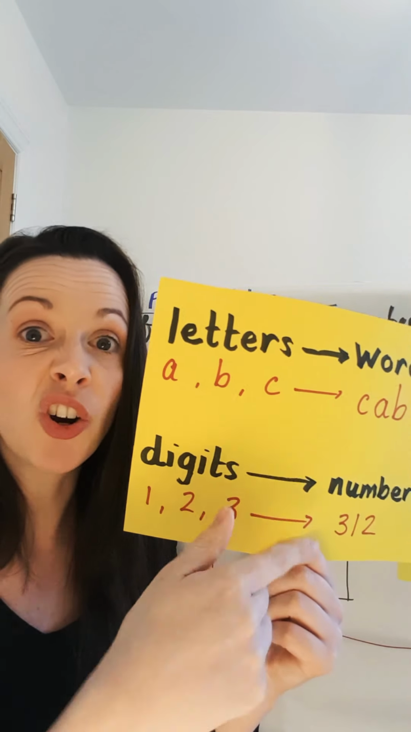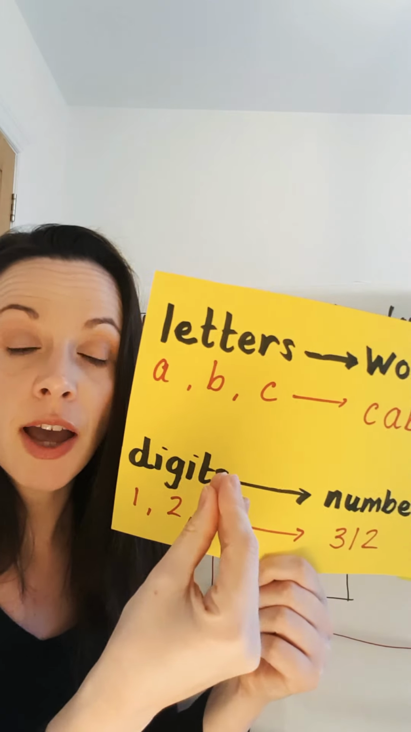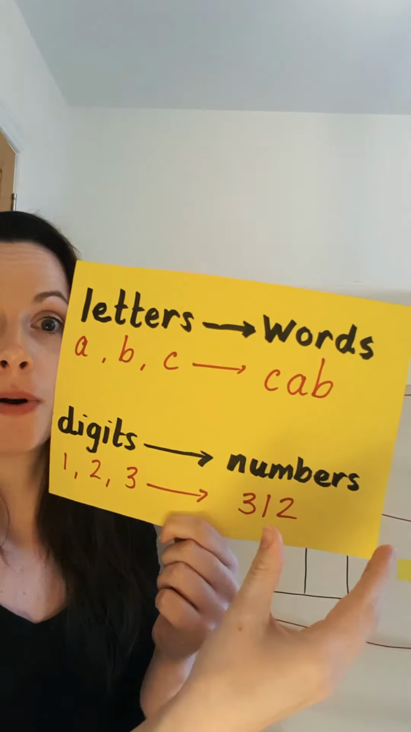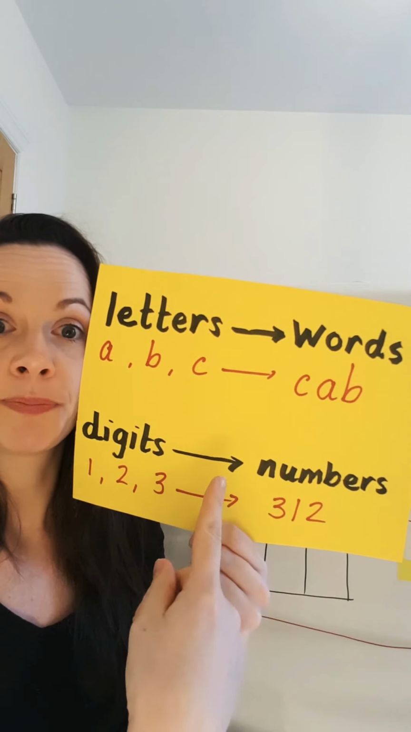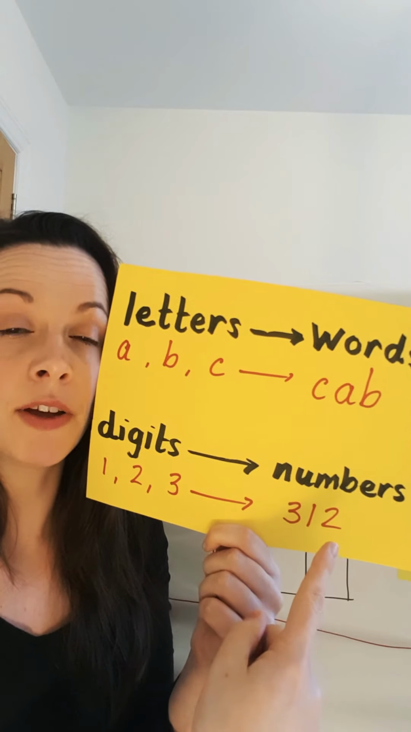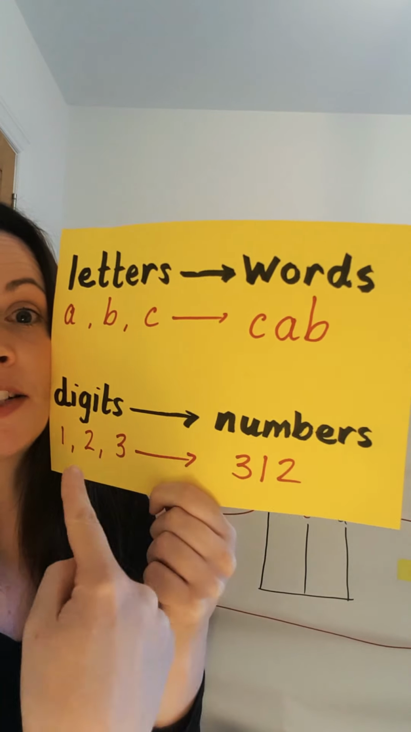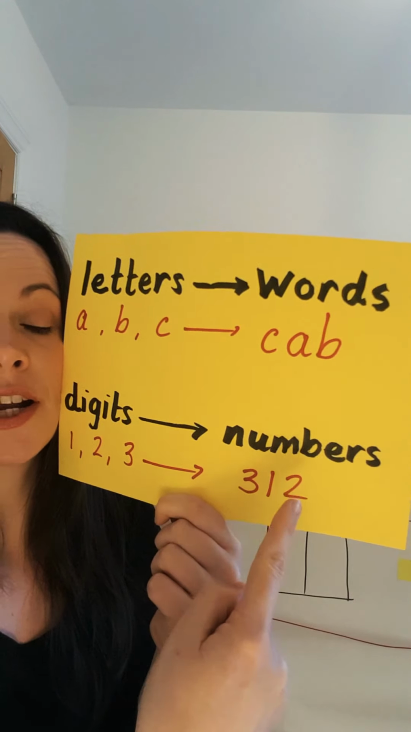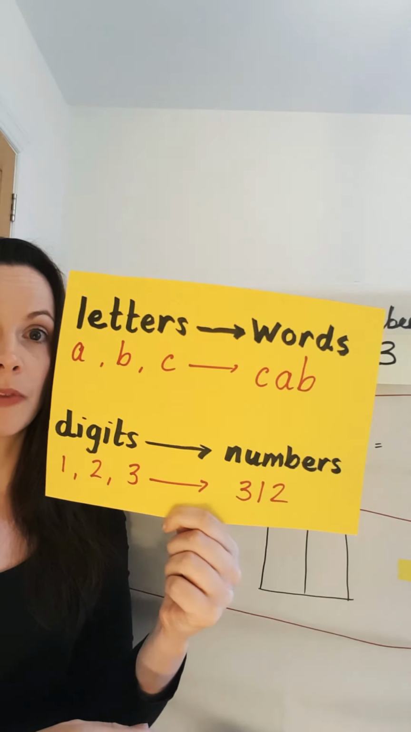Digits, a 1 or a 2 or a 3, I can put them together and that's what makes numbers. Okay, so I could put these together in a different way and I could make the number 312. So the number 312 has the digits 3, a 1, and a 2 in it. Okay, so that's what a digit is.